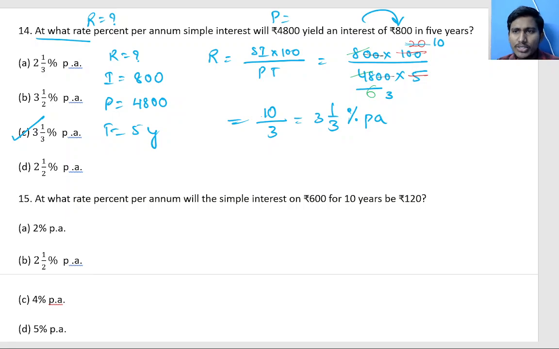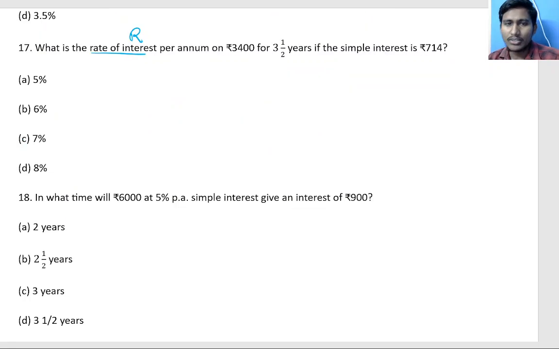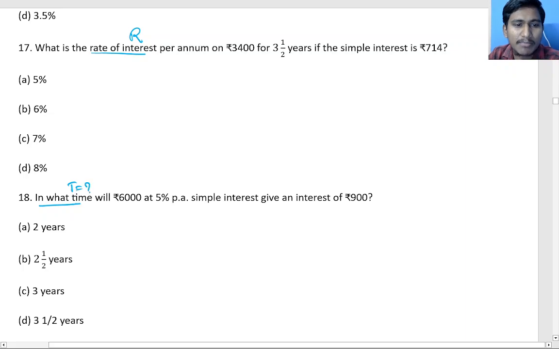The 15th question is also the same. Do it as homework. So see here, till the 17th question it is all the same. What we have to find? We have to find the rate of interest, everything. Now we will do the 18th question. What is the 18th question here? If you see the 18th question, we have to find time.